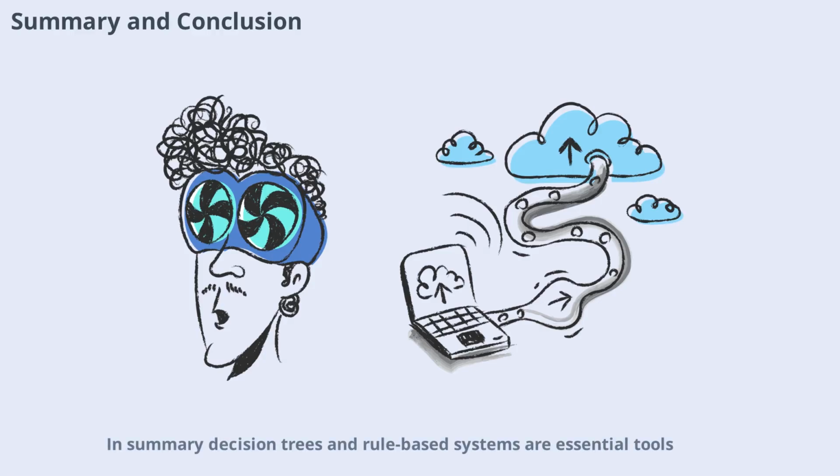Summary: decision trees and rule-based systems are essential tools for automating decisions and making complex choices more understandable. Decision trees excel at visualizing data-driven decisions, while rule-based systems shine in encoding expert knowledge. By understanding their strengths and limitations, you can choose the right approach for your needs or even combine them for more powerful solutions.